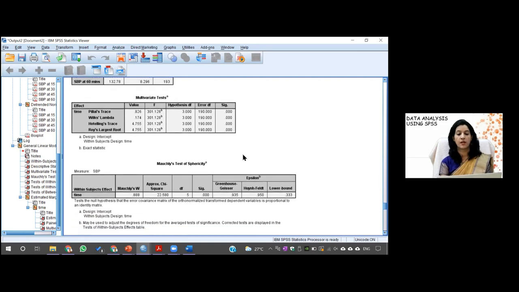You come down and now you see Mauchly's test of sphericity. Like we comment on Levene's test of equality of variance in independent samples, you have to comment on Mauchly's test of sphericity. It also assumes variances, but that is the difference of each group. Just remember that it is a way to determine variance in the case of a repeated measure, because in a repeated measure it is the same individual which you are measuring at more than 2 time points.